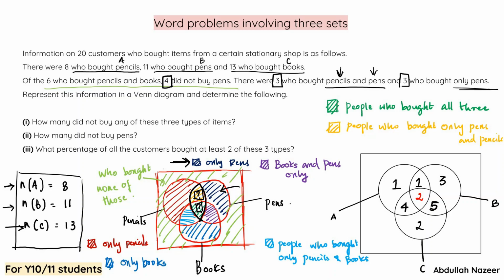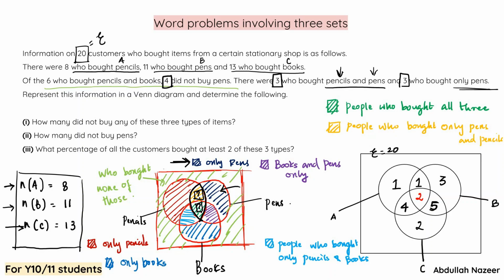So now that we've filled all the regions inside the 3 circles or the 3 sets, we only have the outside region left. And for that, we need to know the universal set. And we know what the universal set is. They've already said that the information is taken on 20 customers. So this 20 has to be the universal set. That means the total number of values that belong to all the regions should be equal to 20.